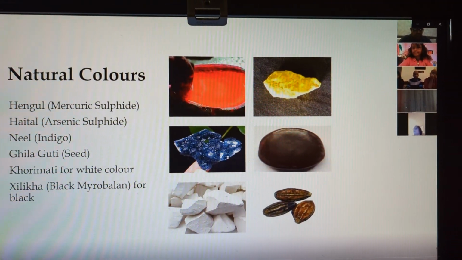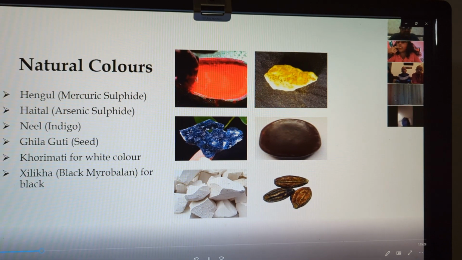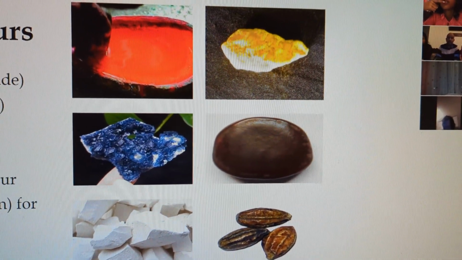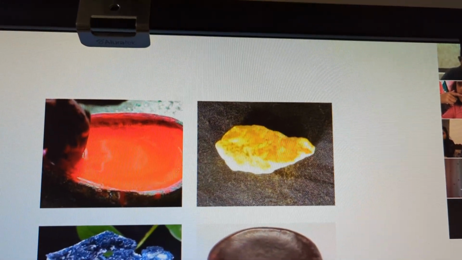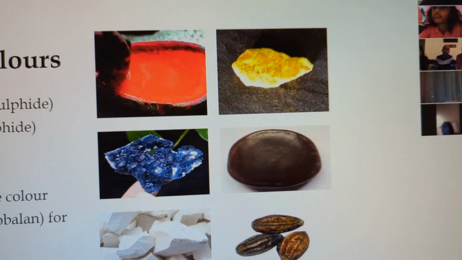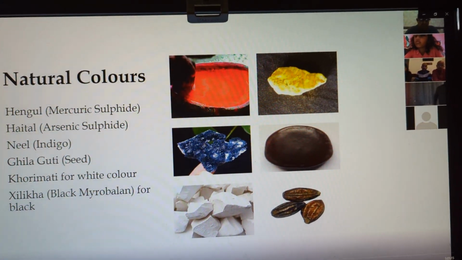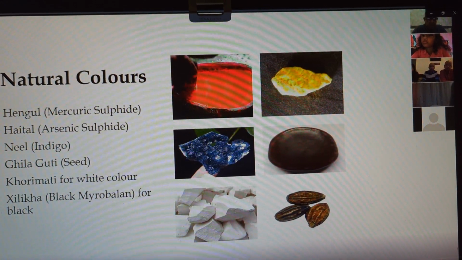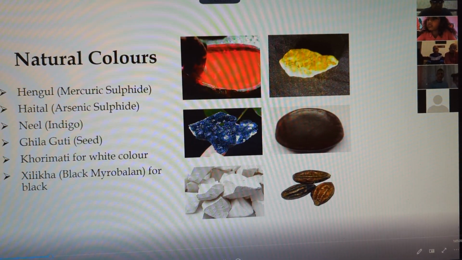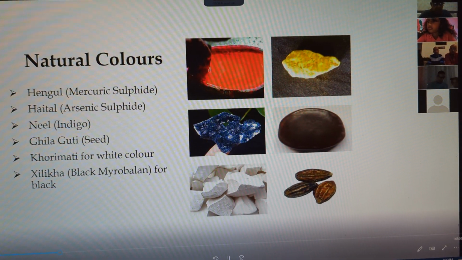So these are the natural colors that we use for illustrations in our manuscript. The above 2 pictures are of Hengul and Haital. These 2 minerals are found under the earth. They are heavy, they are poisonous in nature, and that is why this particular Haital is used in the bark, even if there is no painting. We use this color because it is poisonous and it helps us to avoid insects and fungus.